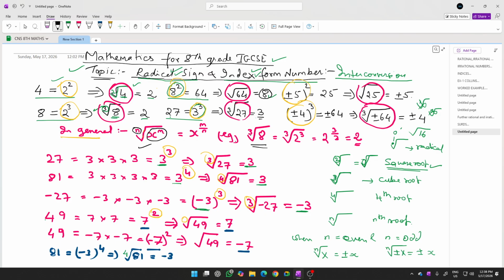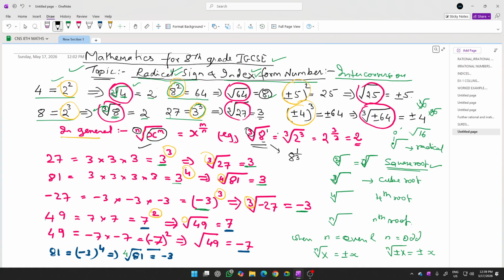For example, suppose you have a number in the radical form as cube root of 8. This is a number in radical form, cube root of 8. Now 8 can be treated as 8 raised to 1. So if you want to convert this into index form, what you have to do is first write this 8, which can be written as 8 raised to 1, and then this one you have to divide by this particular number 3.